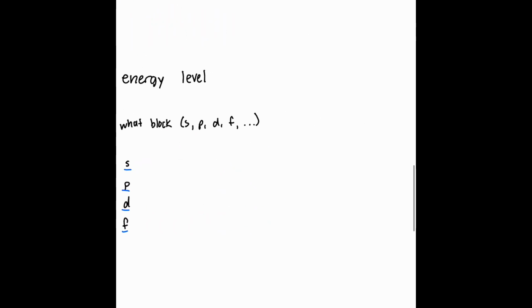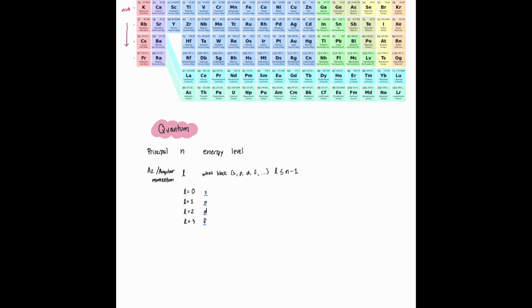Now, there is one little rule, and that is that your L value cannot be greater than or equal to n minus 1. That will always be true as well. So L cannot be greater than n minus 1.